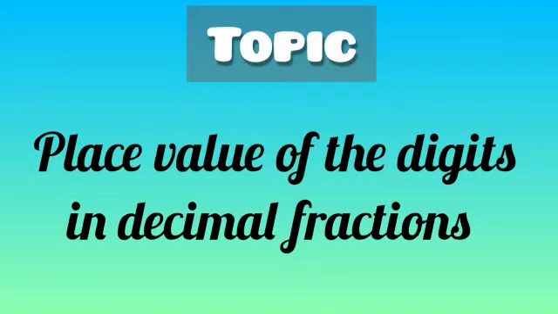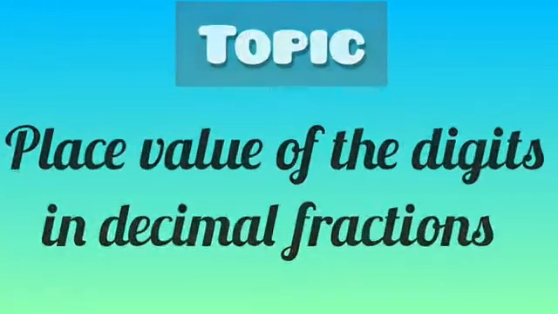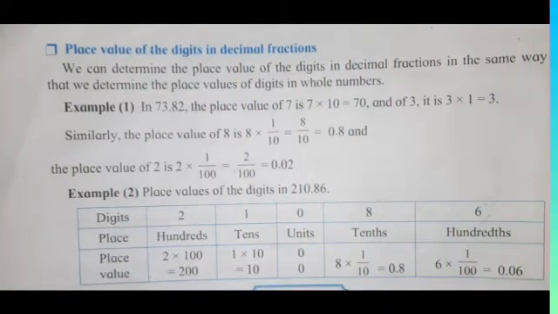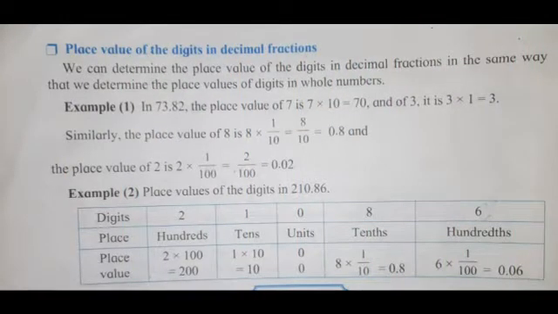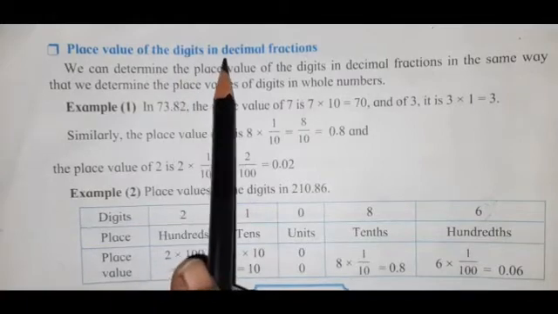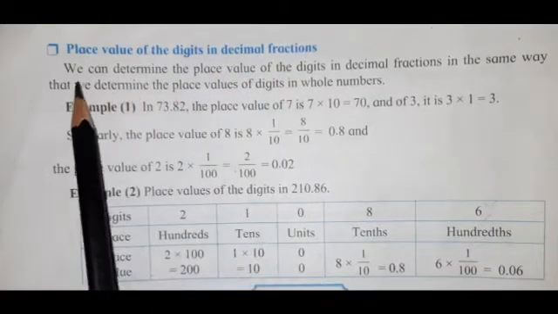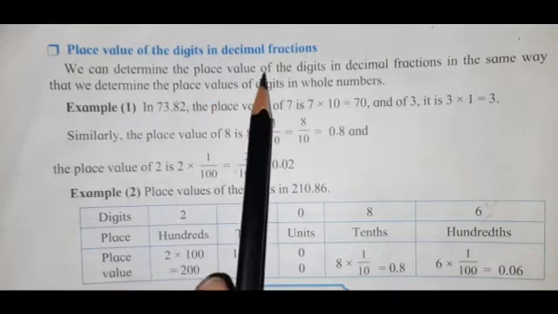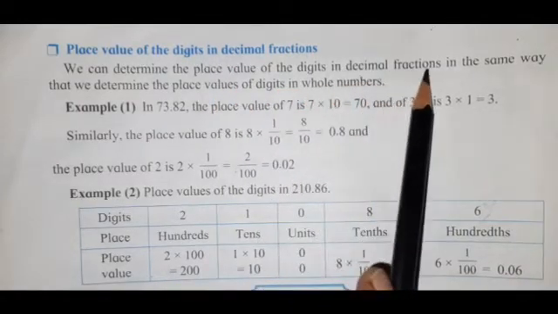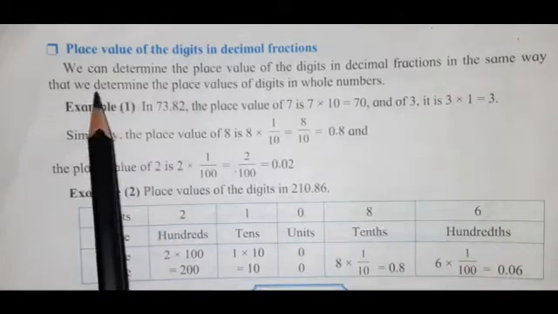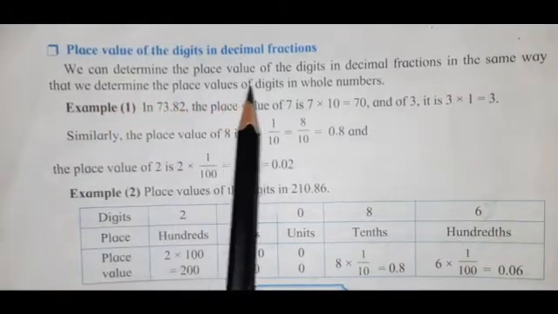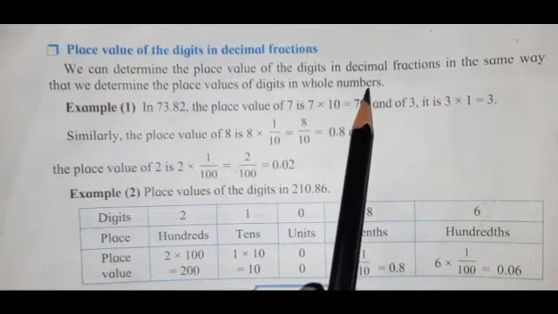Students, in the last video we learned about decimal fractions. Today we are going to learn the place value of the digits in decimal fractions. On page number 54 of the Maths textbook, there is the place value of the digits in decimal fractions. We can determine the place value of the digits in decimal fractions in the same way that we determine the place values of the digits in whole numbers.